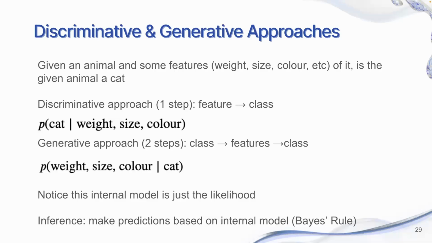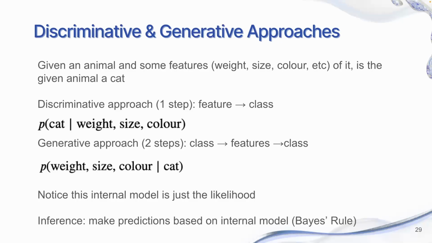For a generative model, you're doing two steps. Your model is first trying to understand that given a cat, what kind of weight, size, or color would it have, right? The weight, size, and color given a cat is not exactly fixed, but it's within some reasonable range. So your model first tries to construct some understanding of what a cat's weight, size, and color could be. And then once you have that understanding, you can even generate new cat data, like the cat probably weighs 5 kilograms, with a color of black or something like that.